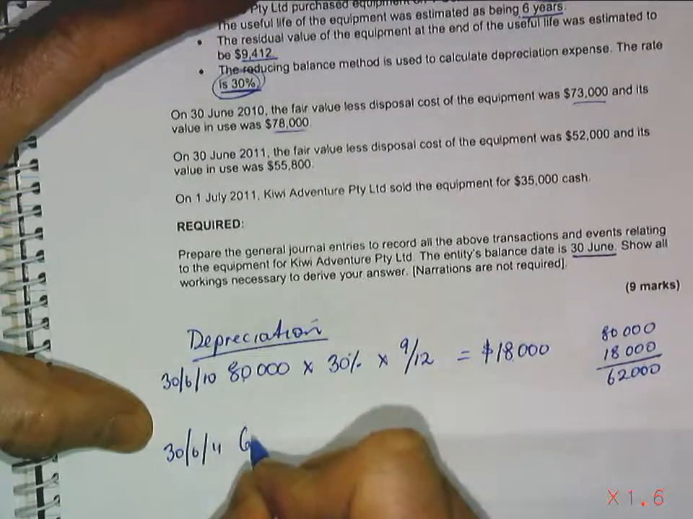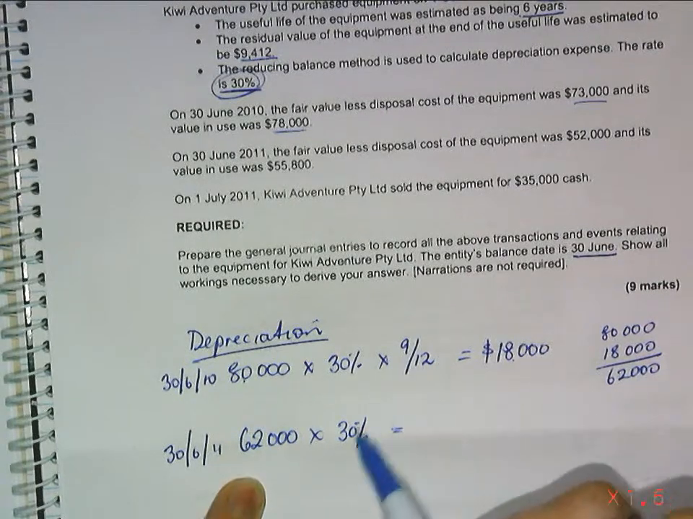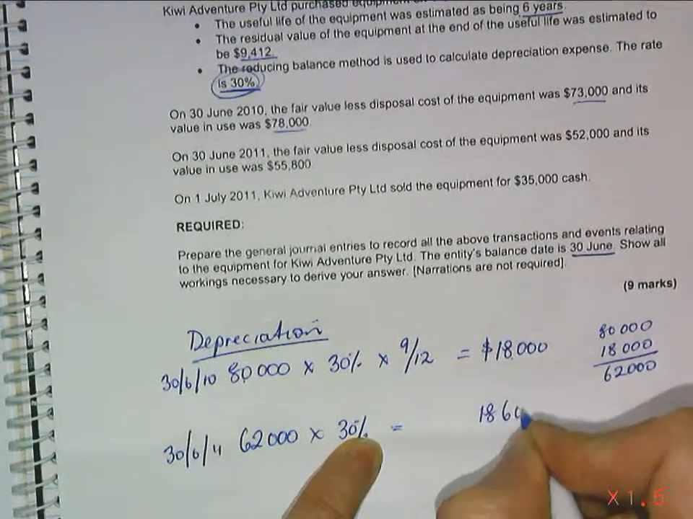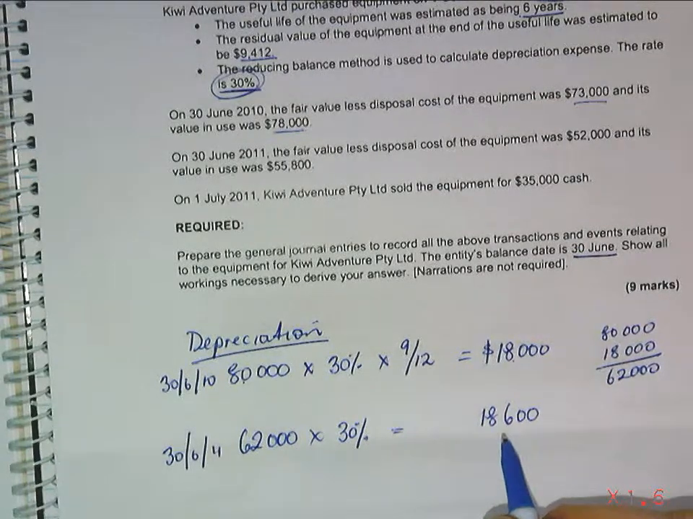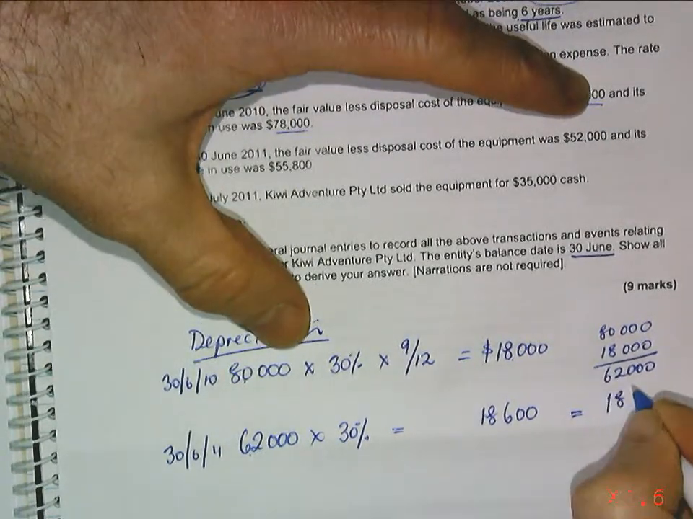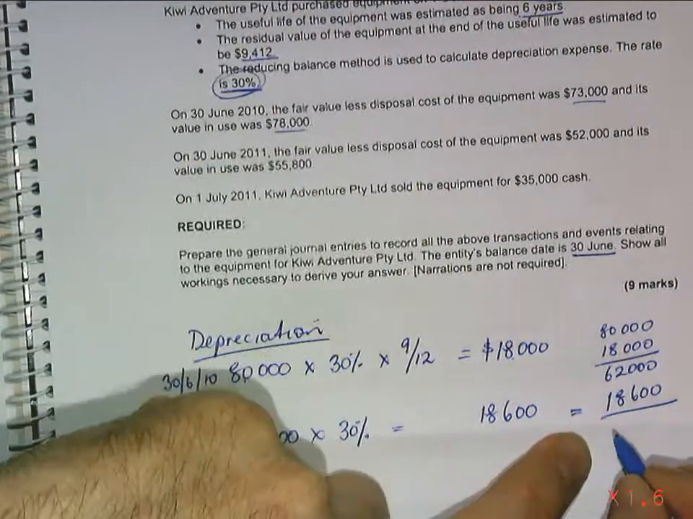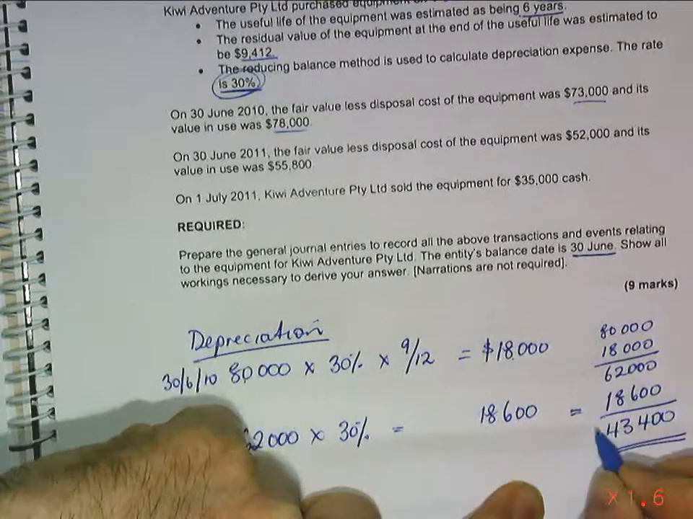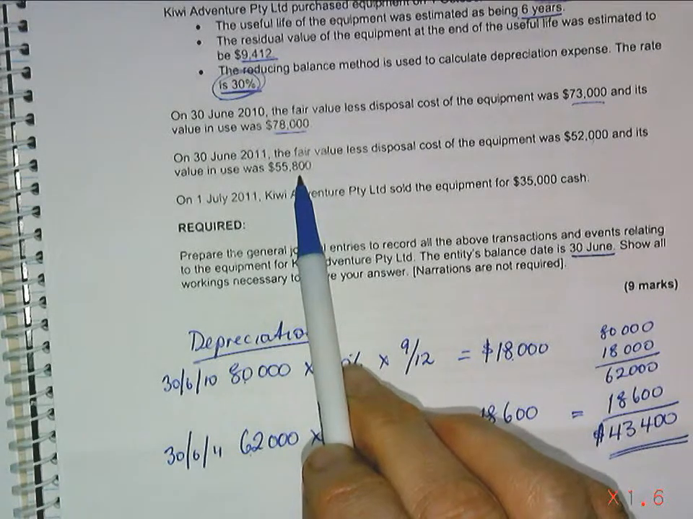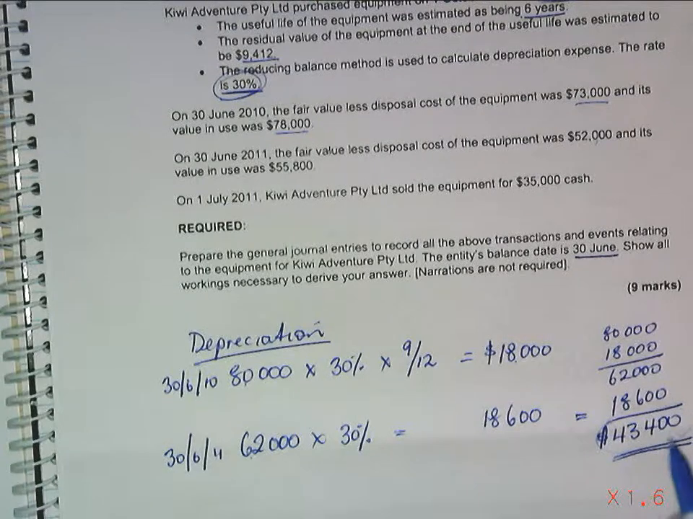I'll have 62,000 because I'm using reducing balance, times 30%, equals how much? 62,000 by 30% is 18,600. So therefore my value will be 62,000 minus 18,600 equals 43,400. That's my written down value. My fair value in use was 52,000, and my fair value less disposal cost was this. So I record it at the lower of the cost or recoverable amount, so it's recorded at this cost.